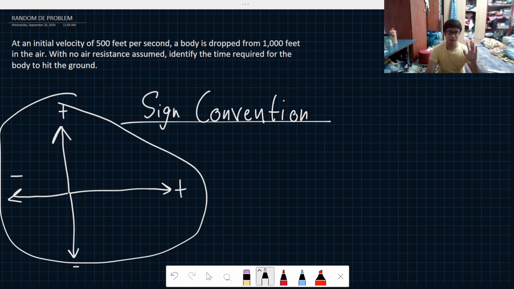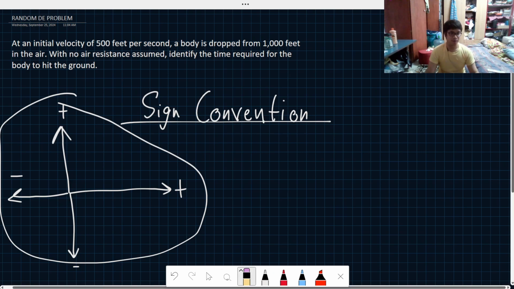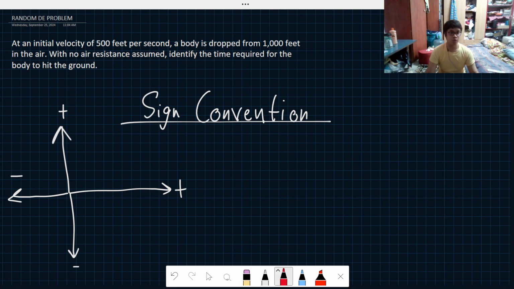Now, here's the thing. In here, we can use the first way. The first way is to assume that whatever goes up is positive and whatever goes down is negative. Another way is, what if we make it reverse? Instead of making up positive and down negative, what if we make downward positive and upward negative? It's still valid. It's up to you if that's what you want.